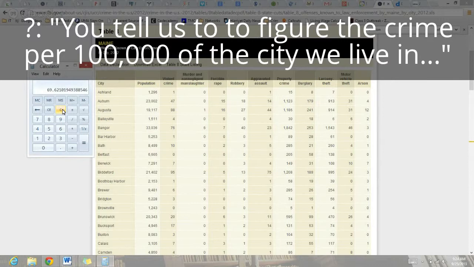Okay? So, again, take the actual number of crimes, divide by the population, multiply by 100,000, and you should be all set.